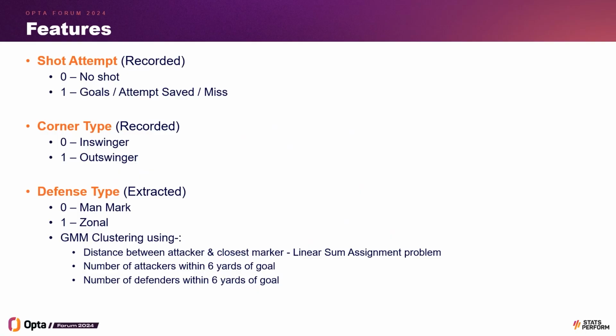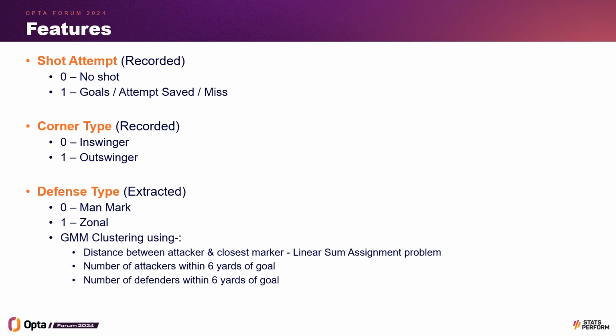For defense type, the category was assigned based on a clustering method. For this, we used 3 different data points from the tracking data, which were the distance between the attacker and their closest marker, and the number of attackers and defenders found within 6 yards of goal. Using these 3 features, a binary classification was made using a Gaussian mixture model clustering to give us 2 different types of clusters that were seen in the data. Category 1 is assigned for zonal defenses, and category 0 was assigned where man-marking defenses were found.